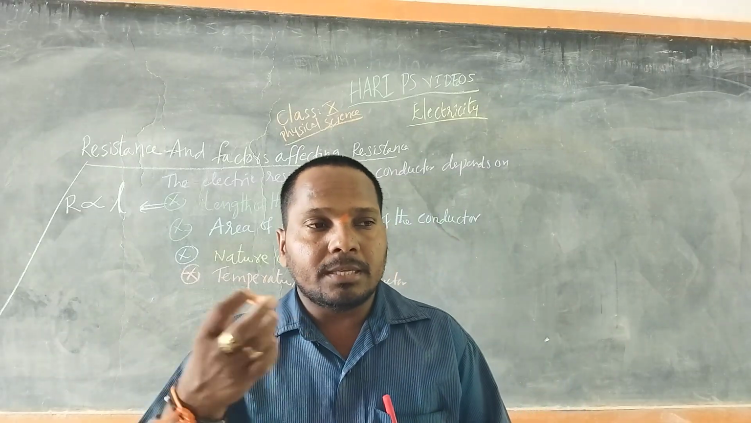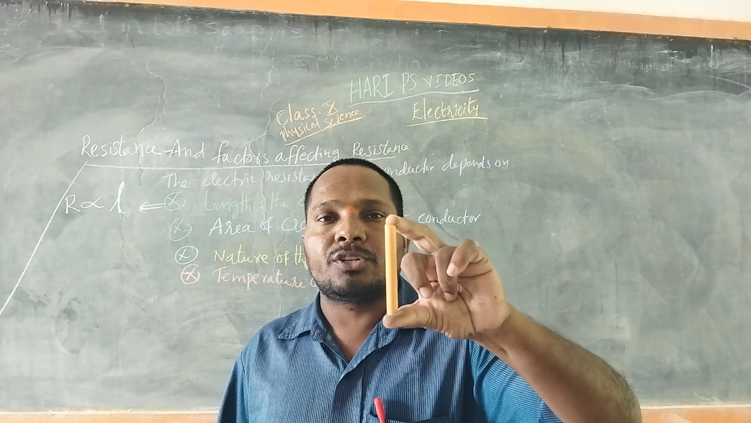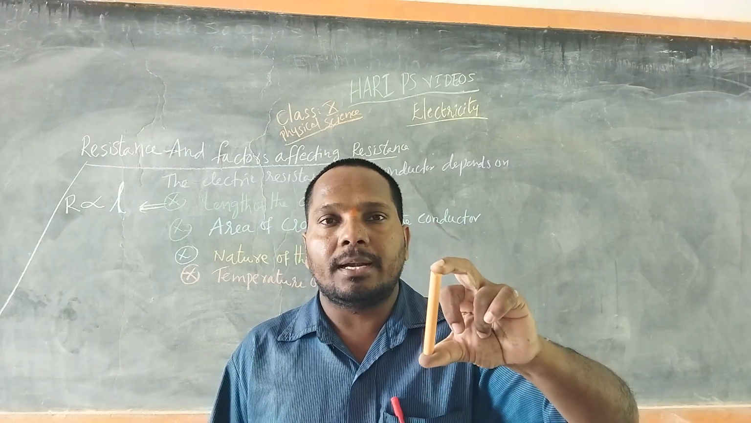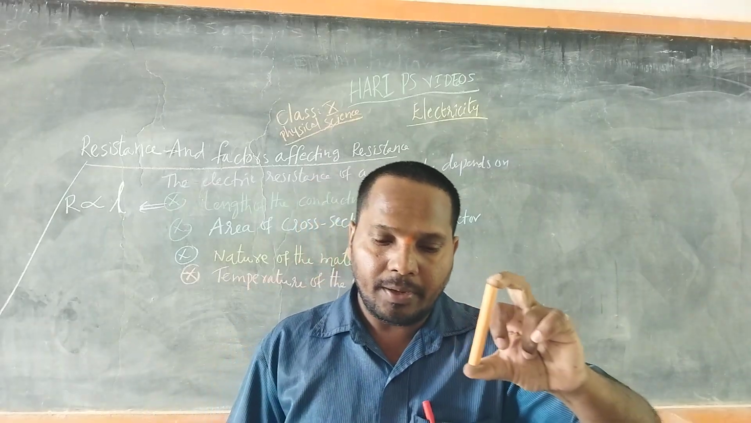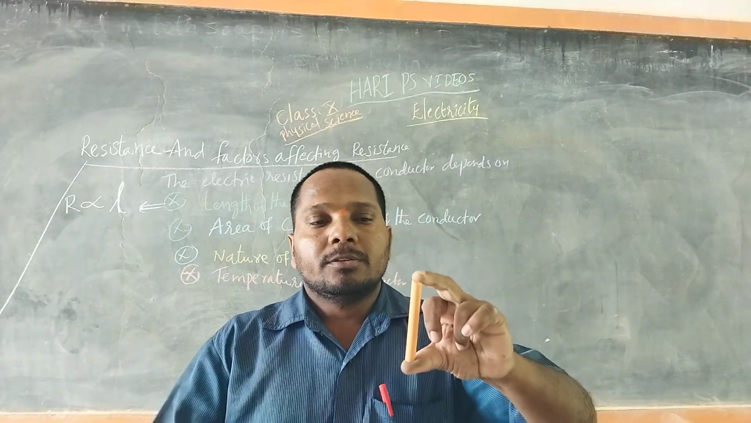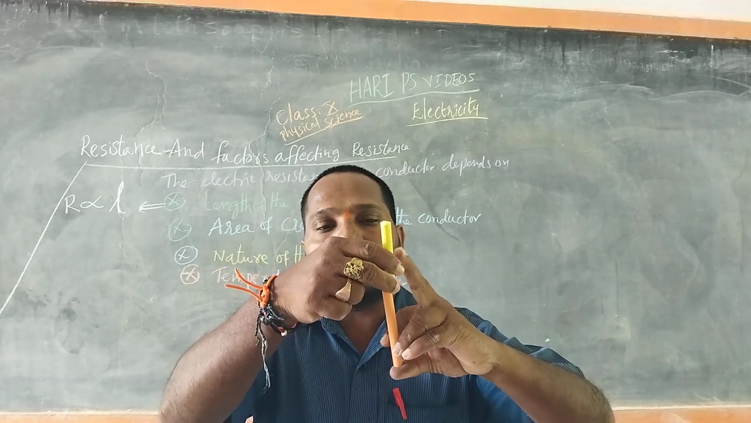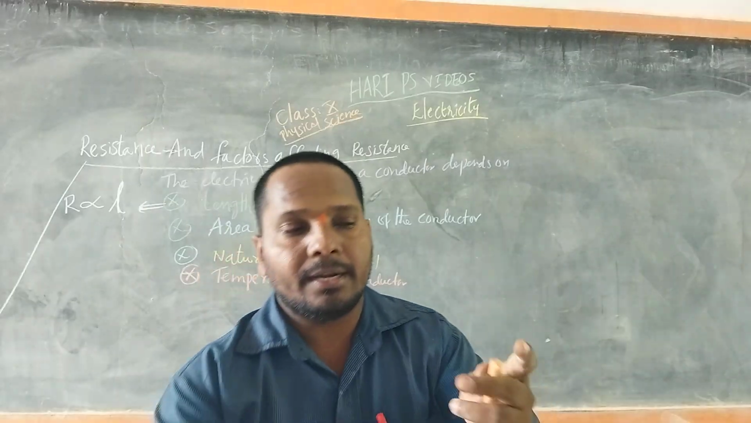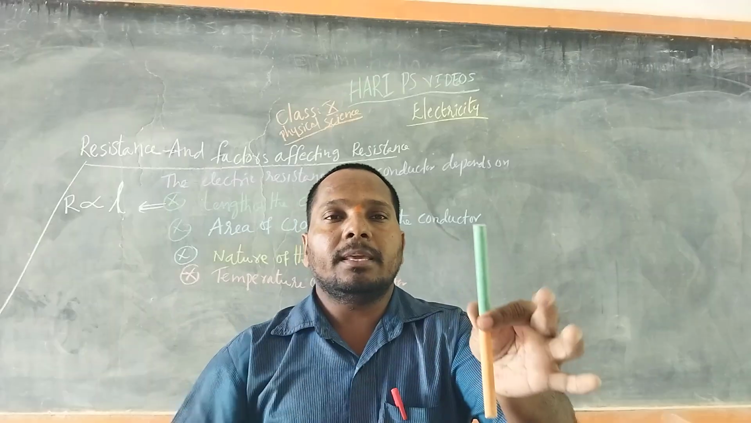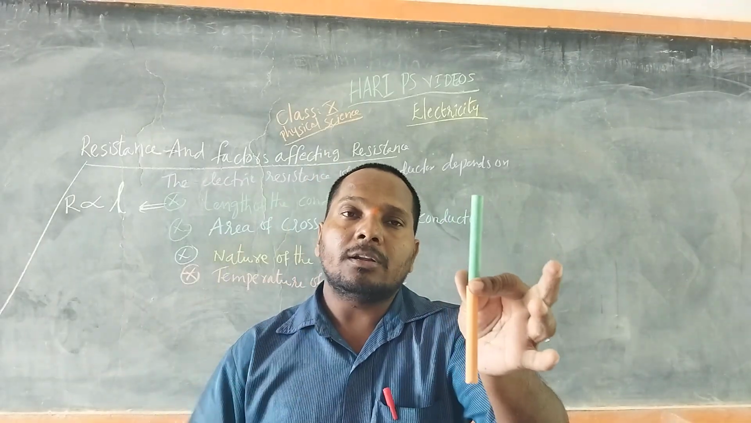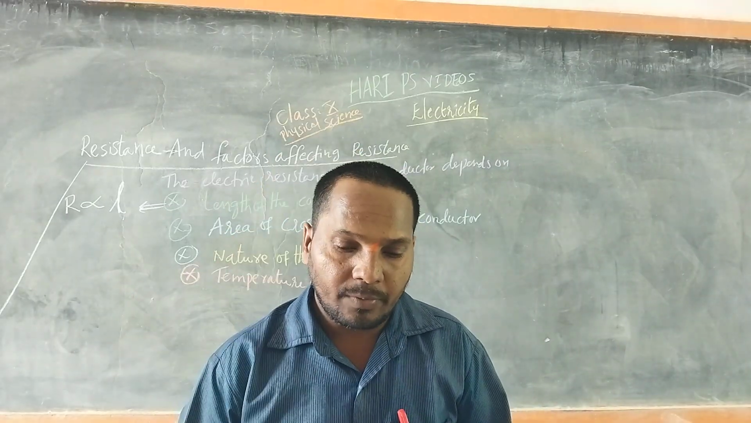For example, just assuming that it is an electric conductor, so there must be a potential difference. So if the length of the conductor increases like this, then the resistance also increases. If the length of the conductor decreases, then the resistance also decreases.